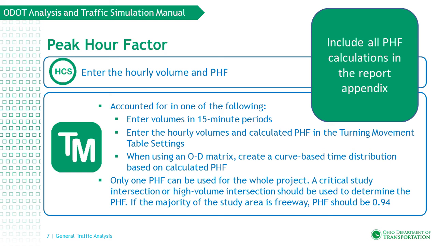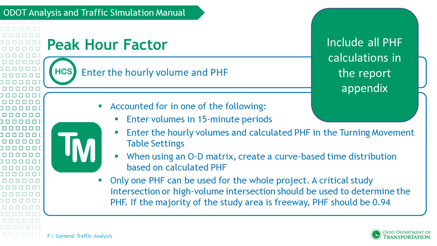Peak hour factors are accounted for through various methods when conducting TransModeler analysis. First, the volumes could be entered in 4 15-minute periods. Secondly, after entering the hourly volumes, the appropriate peak hour factor can be entered using the turning movement table settings. Alternatively, when using origin-destination matrices, a curve-based time distribution based on the calculated peak hour factor can be created. Refer to Chapter 7 of the manual for more information.